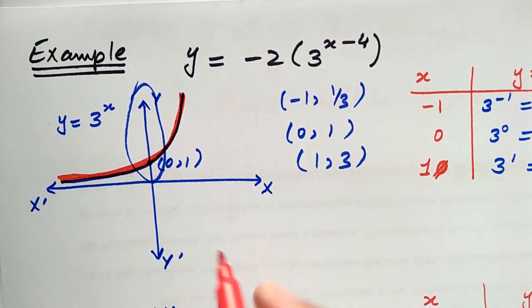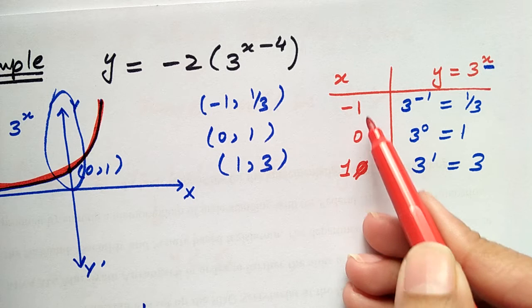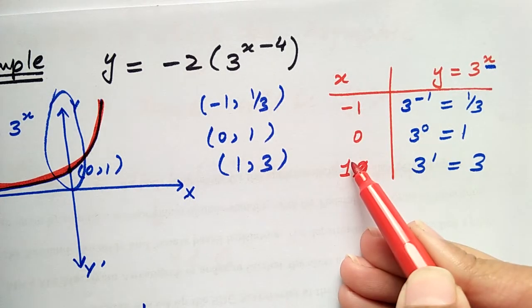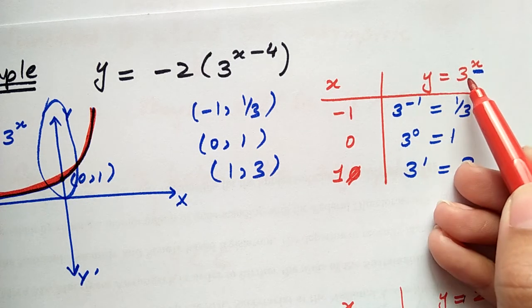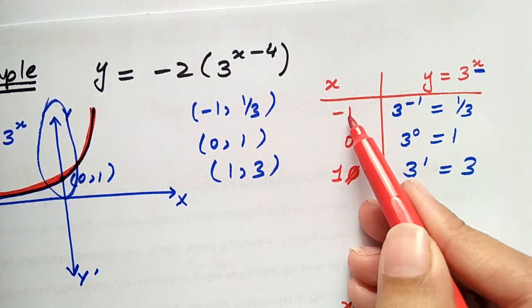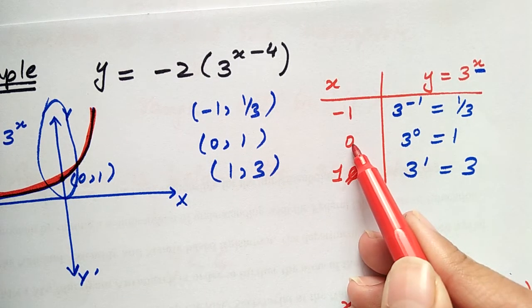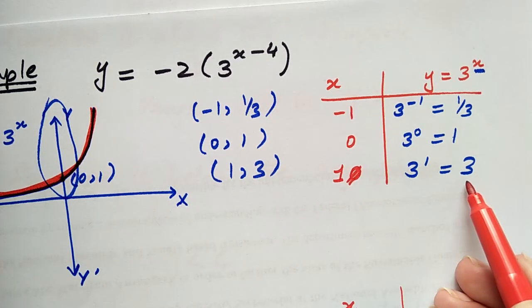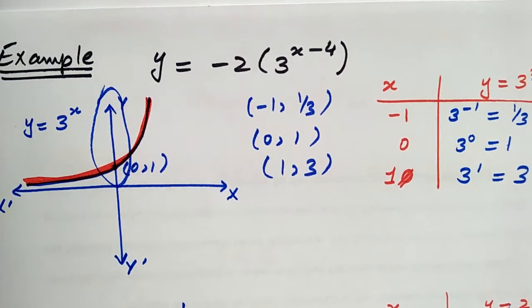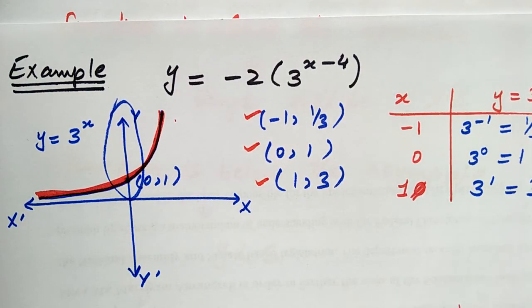This is the y-intercept, that is 0, 1. To get the exact points for this graph, consider 3 points, minus 1, 0, 1 for x. Put these values for x in the function y. For -1, I will get 1 over 3 value for y. For 0, I will get the value for y, that is 1. And for 1, I will get the value 3. And I can draw these 3 coordinates and then sketch the graph.